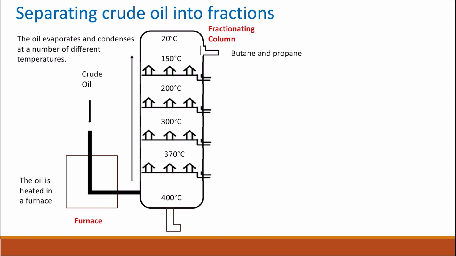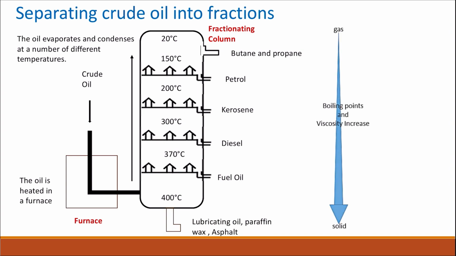At the very top of the column, where the temperature is very low, we're going to find gases like butane and propane, and then petrol, kerosene, diesel, and fuel oil. At the very bottom we're going to separate the components which are solid or have very high boiling points, so they will not be separated at the top, like lubricating oil, paraffin wax, and asphalt. So as you go down the fractionating column, you separate the gas at the top and solids at the bottom, and the boiling point and viscosity increase as you go down.